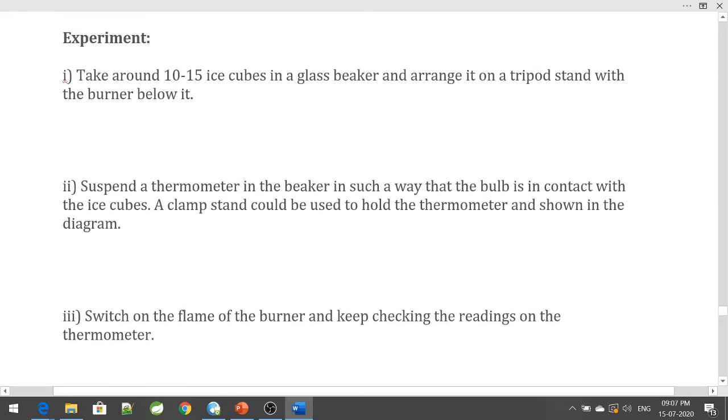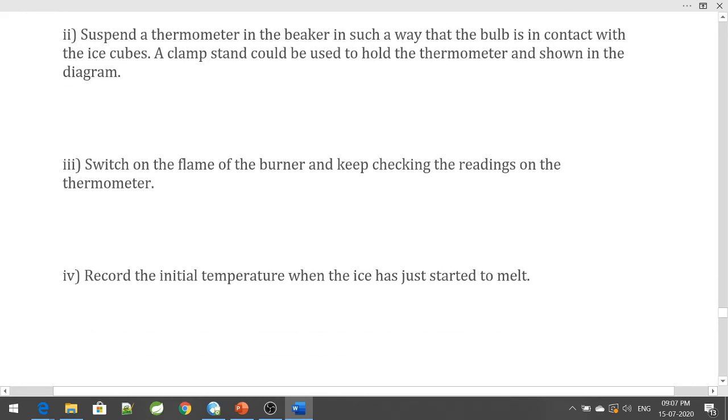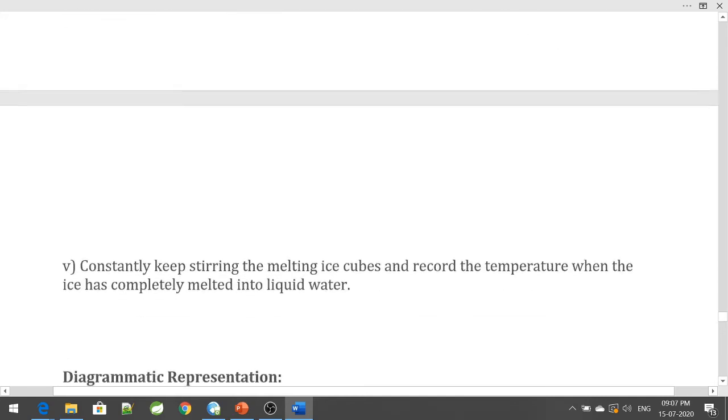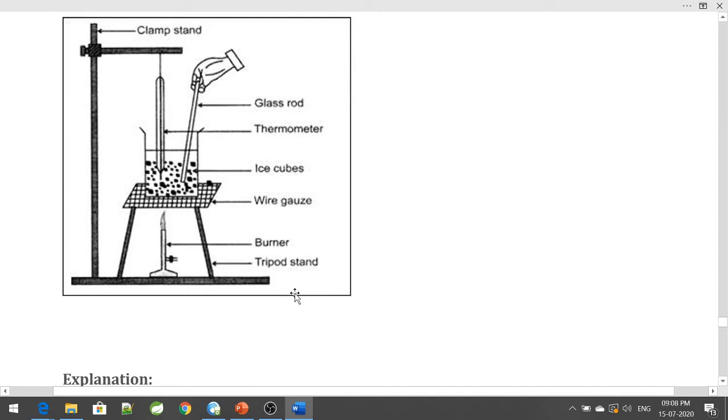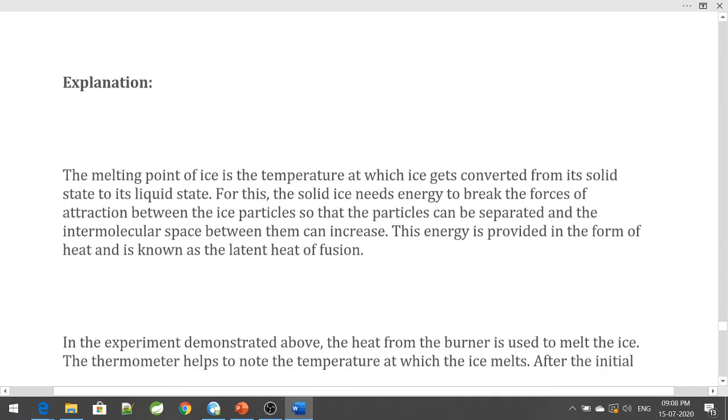Now in written form you have to write like this. Switch on the flame of the burner and keep checking the reading on the thermometer. Record the initial temperature when the ice has just started to melt. Constantly keep stirring the melting ice cubes and record the temperature when the ice has completely melted into liquid water. So, at what point it started melting? Initial point, and you should see at what point all the ice cubes have changed into water. By seeing that we can find out the melting point of ice.